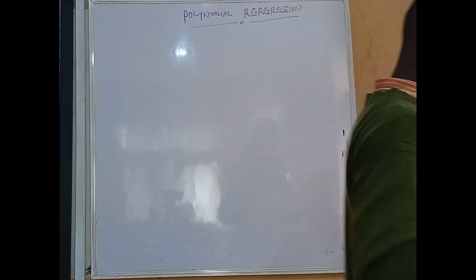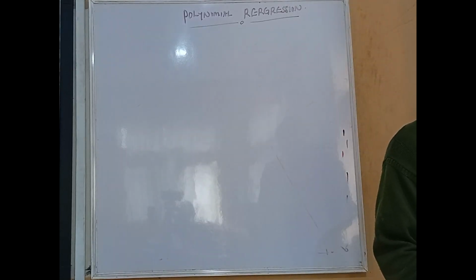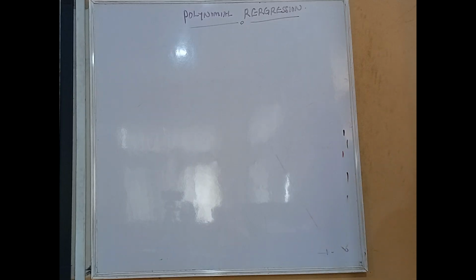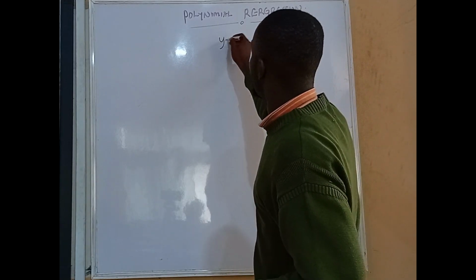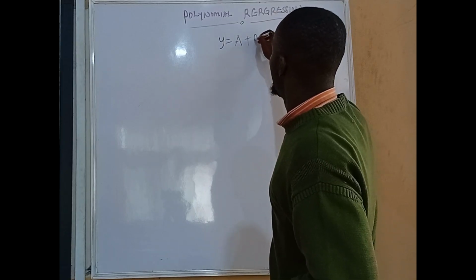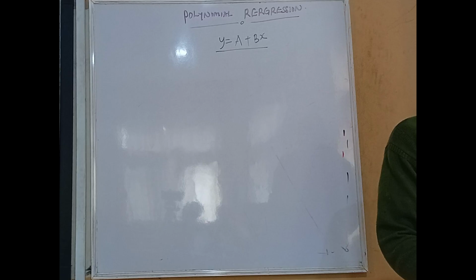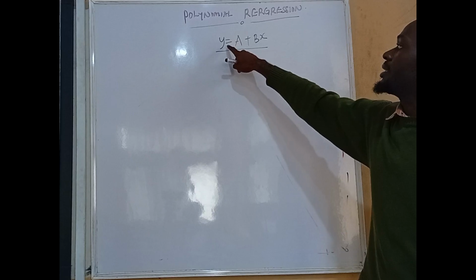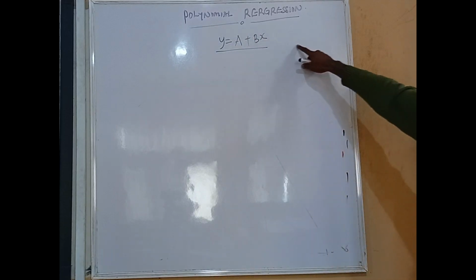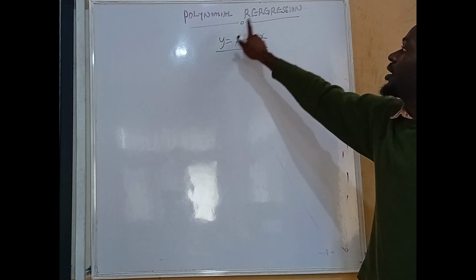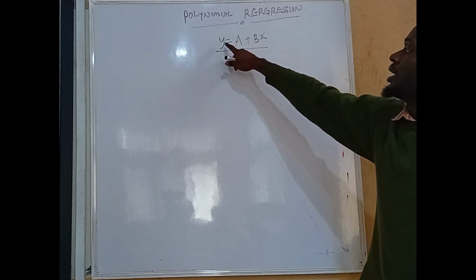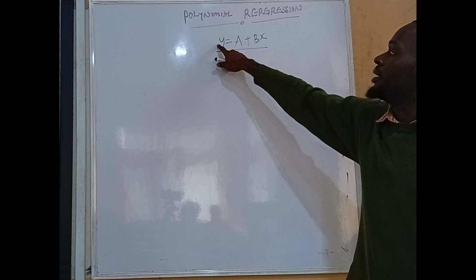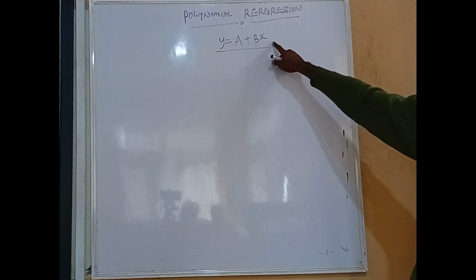So in the last class we did linear regression. We built a model using linear regression, that is the one that had y is equal to a plus bx. We built a model using a simple linear regression equation, where you can predict the dependent variable if you have the independent variable.